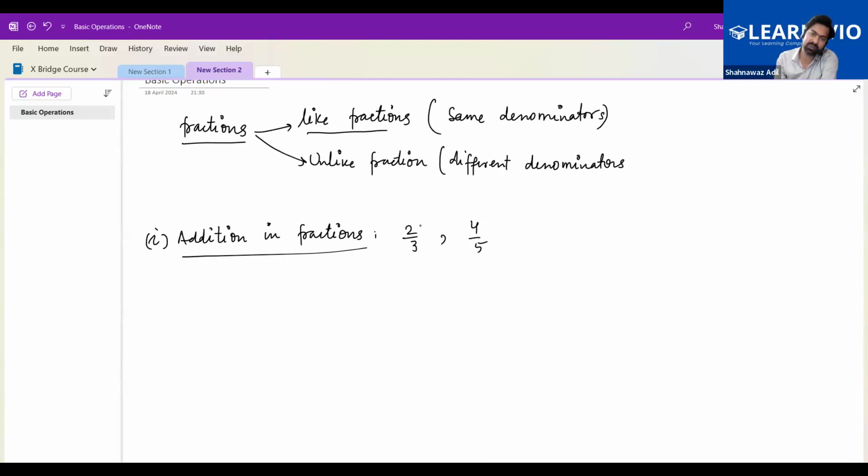So first we have to make them like fractions, right? And how do we do that? Do you guys remember how we do that? LCM of the denominators. Good. So first we take the LCM of the denominators. So we have 3 and 5, and the LCM of this would be 15.